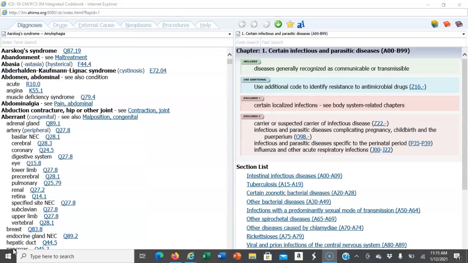The next guideline is outcome of delivery, and this tells you that a code from category Z37 is assigned to every maternal record where a delivery has occurred. We looked at that category. These codes are not used on subsequent records or on the newborn record. So a mother has a baby, she's discharged, she's readmitted. She does not have another Z37 outcome of delivery code. This code is only assigned to the maternal chart for the admission where that mother delivers.